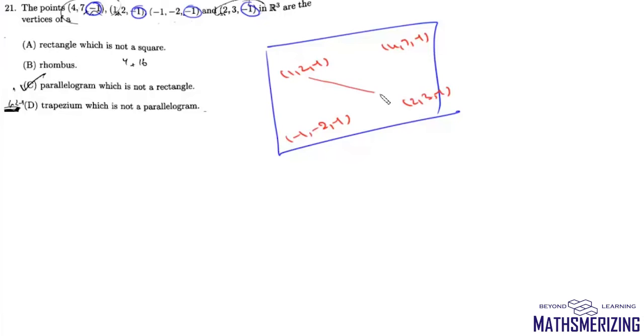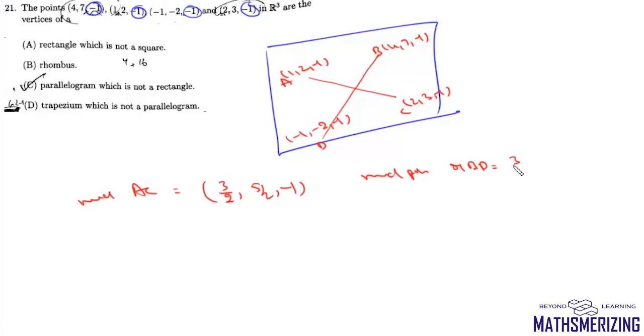Now, suppose these are A, B, C, and D. If we find the midpoint of AC, what's the midpoint of AC? The midpoint of AC will be (3 by 2, 5 by 2, -1). In the same way, we can find the midpoint of BD. The midpoint of BD will be (3 by 2, 5 by 2, -1). Since the midpoints of AC and BD are the same, that means this quadrilateral is a parallelogram.